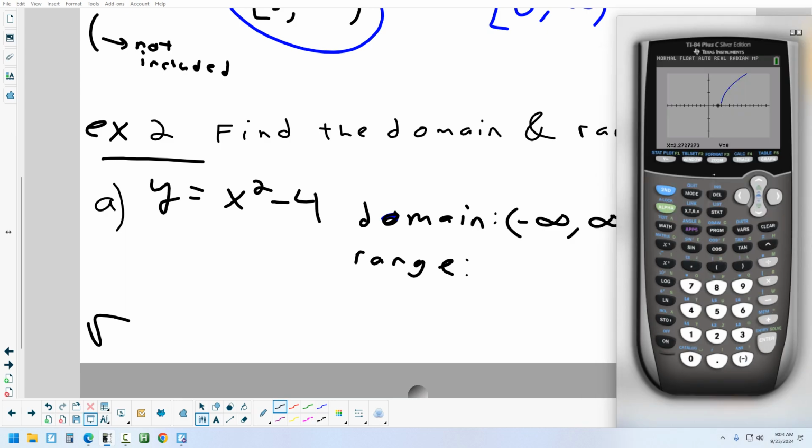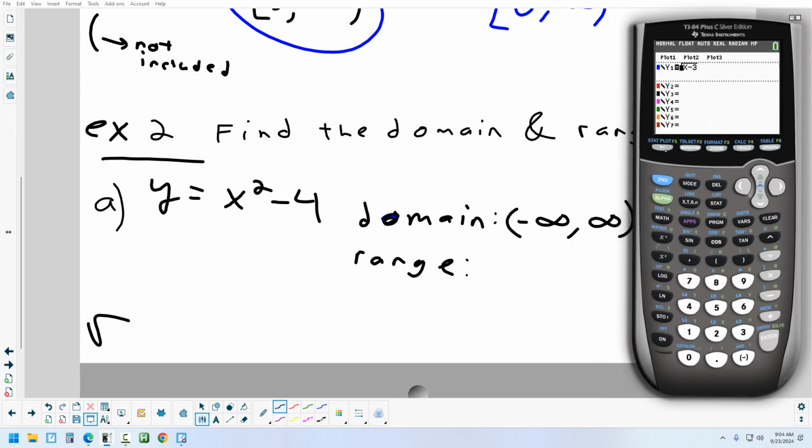Range, that's the one where usually we draw a picture. And let's take a look at that. So it's x squared minus 4. Since I changed my window last time, I'm going to do zoom 6. Get it back the way it was.